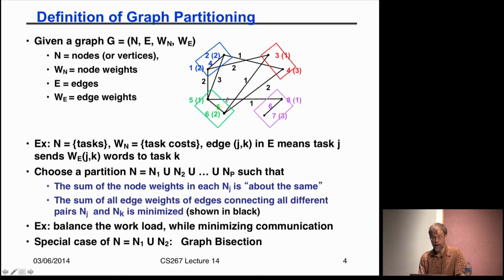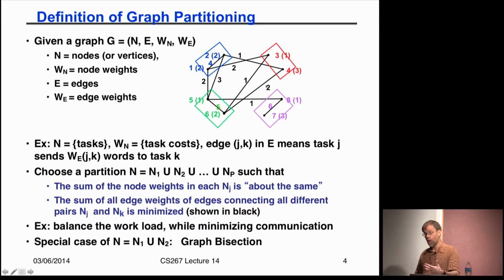And how much communication has to happen? Well, I only count the stuff on the edges that go from one processor to another, from one color to another. So in this case, these two edges, 2 and 3, so the blue processor has to communicate 5 units of stuff to the green. And green and orange and red have to communicate just 1 plus 2 or 3, so that's what happens.